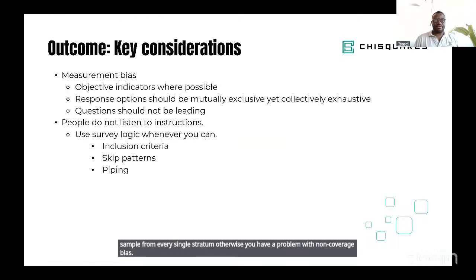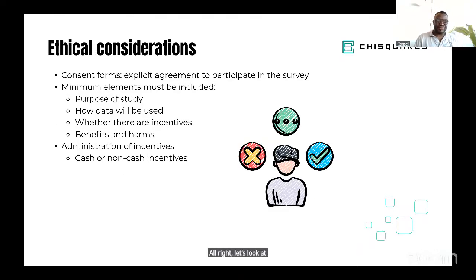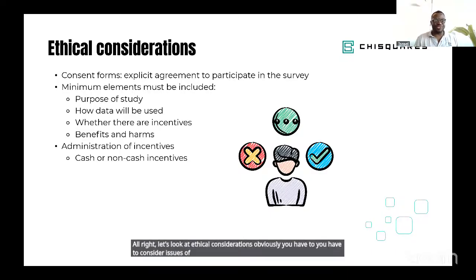All right, let's look at ethical considerations. Obviously, you have to consider issues of consent and issues of data residency and data security and incentives. We won't worry too much about that now because the focus of our session now is on sampling.